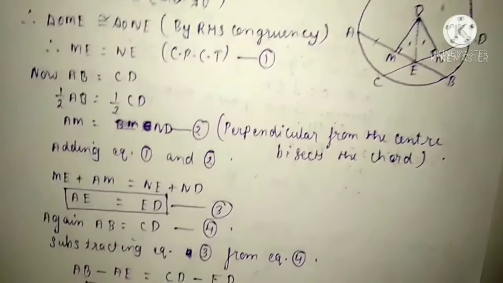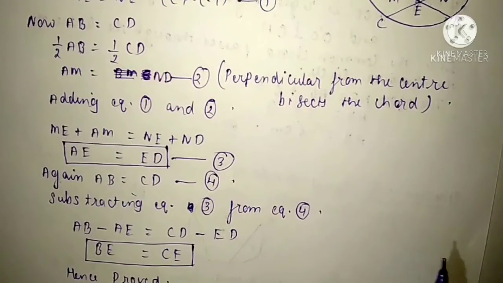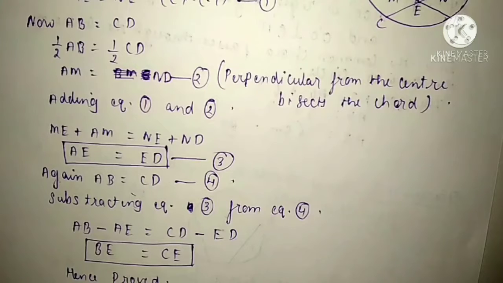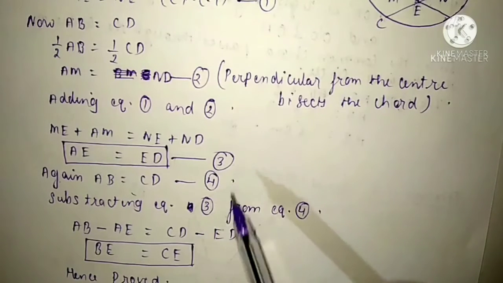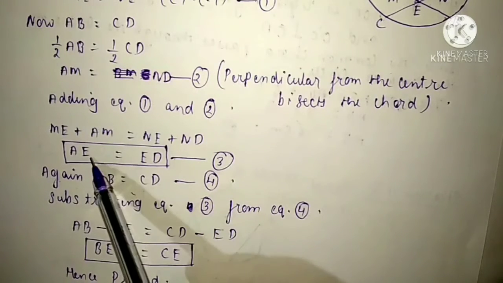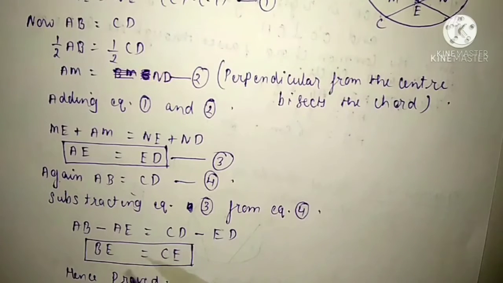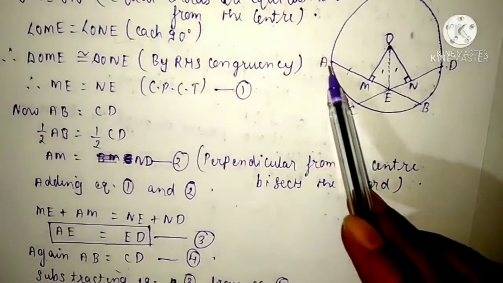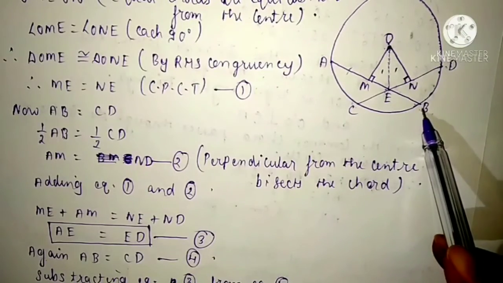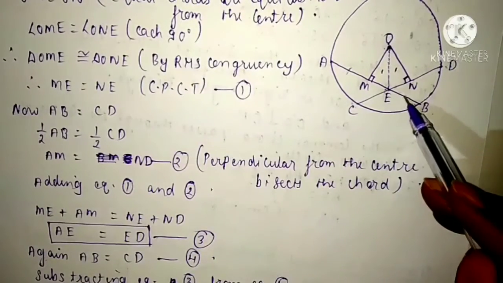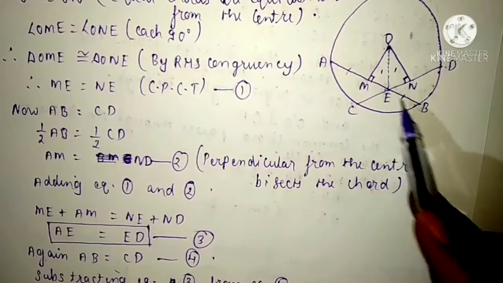Now again we know that both the chords are equal, so AB is equal to CD. Name this as equation number 4. Now what we will do, we will subtract equation number 3 from equation number 4. So AB minus AE is equal to CD minus ED. Now see, AB minus AE. This is AB and minus AE. When we subtract this part from AB, only this part will be left. That means our LHS will be equal to EB.